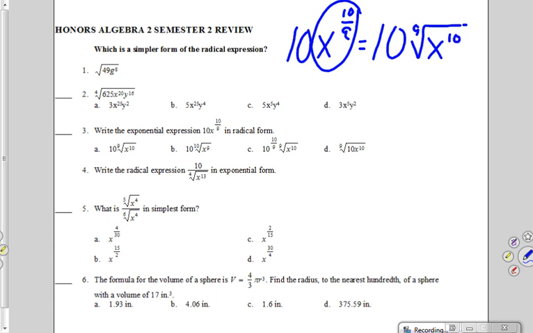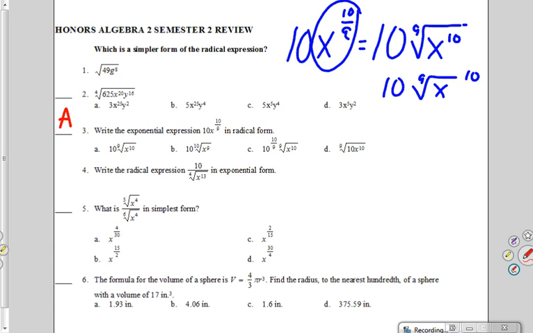Now, if you're looking for that answer in the list of choices, it'll either look like that or this. The little 10 power could either be directly on the x, or it could be outside the root, and it would be the same. Let's see, do we have that anywhere? 10 9th root x to the 10th looks like A.